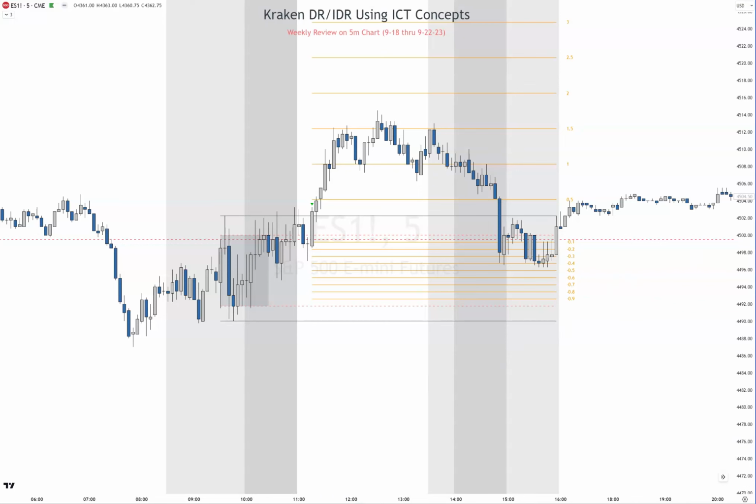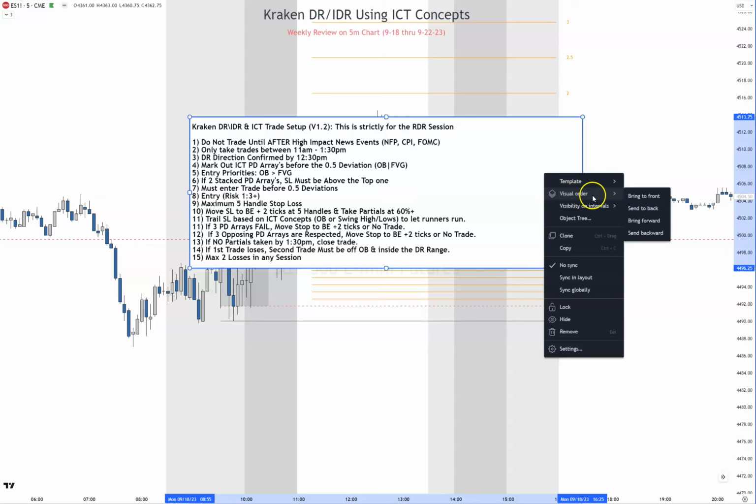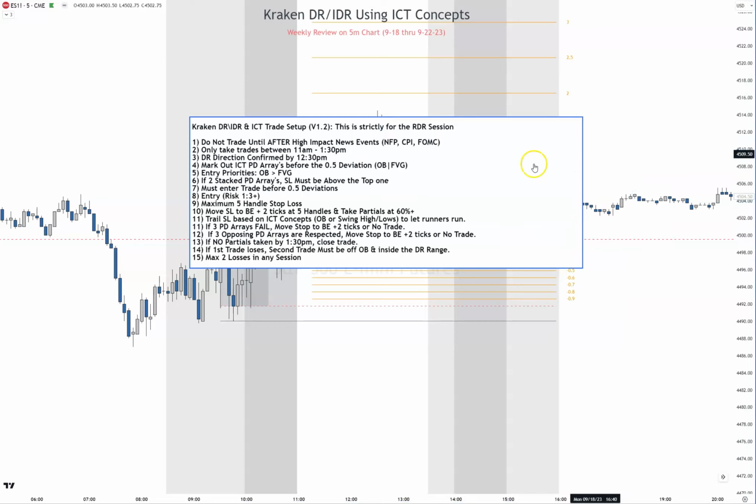Alright, so first thing I'm going to do is put up my rules here, and make sure this stays in the front. Alright, so Kraken DR IDR rules and ICT trade setup. This is strictly for the RDR session, that's what I'm showing in this video. If you want to trade the other sessions, some minor changes need to be made. But basically, these rules are how I trade it.